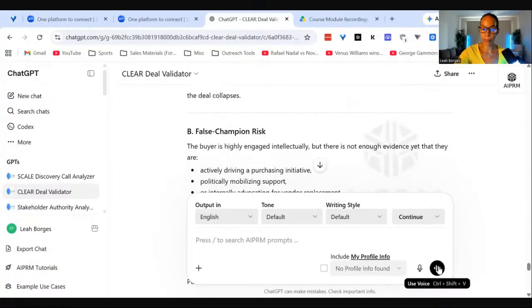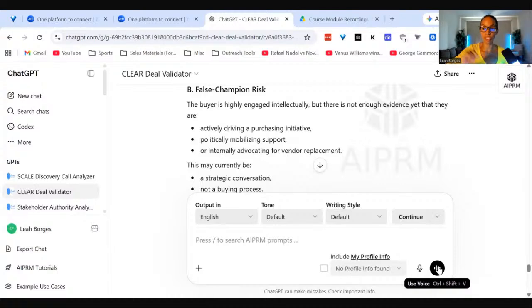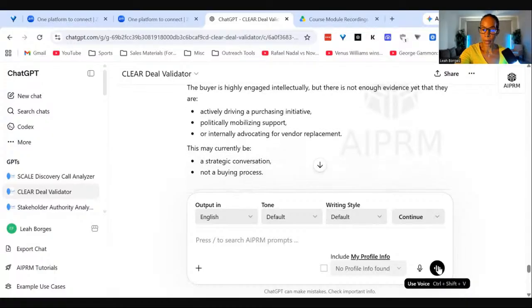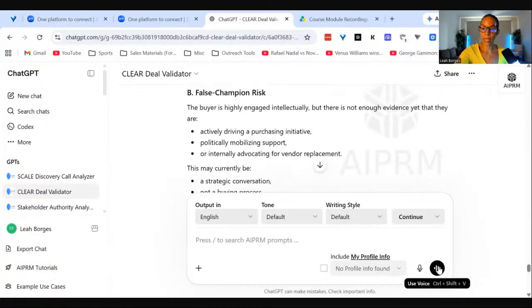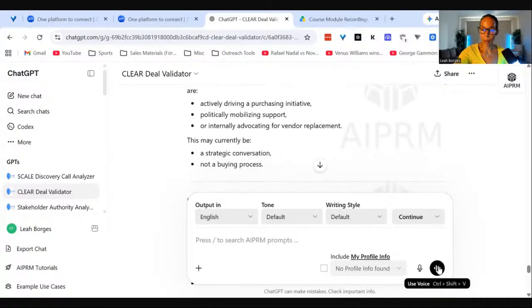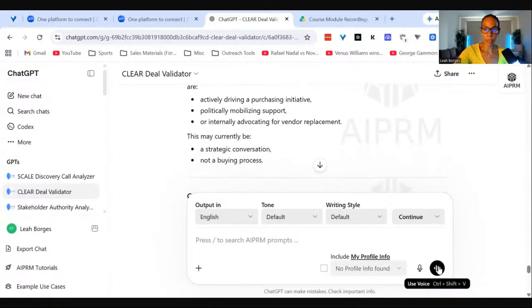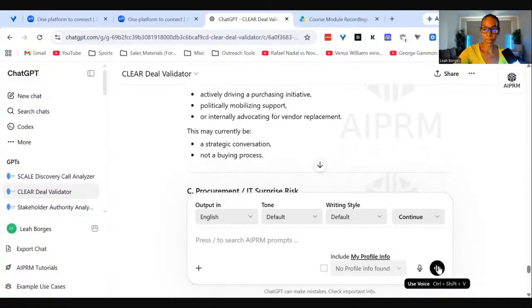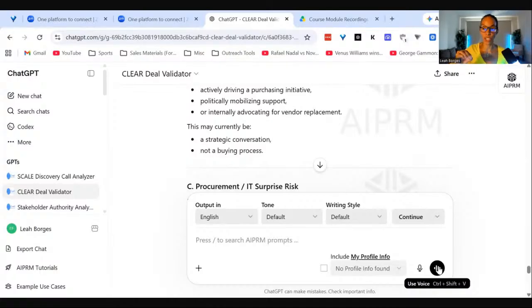Single-threaded risk, the deal will collapse. False champion risk, false champions. How many times have we heard this? This is very, very interesting. I see this quite a lot in transcripts and when I'm just talking to sellers and leaders alike. So the buyer is highly engaged intellectually, but there's not enough evidence yet that they are actively driving a purchase, politically mobilizing support. So action, right?